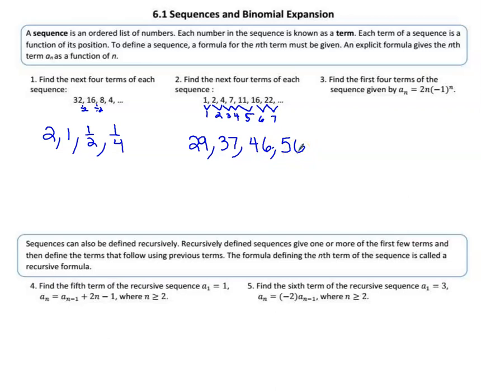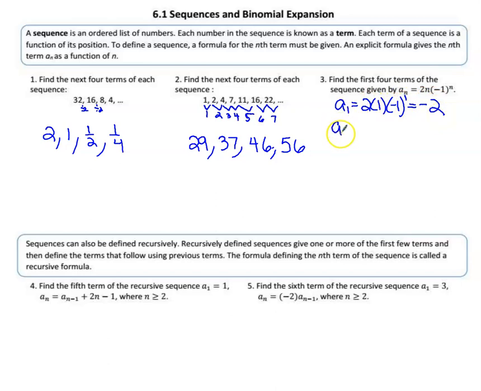And now we have it in a formula version. So find the first 4 terms. Well, the first term, so a sub 1, where n represents the term in the sequence, would be 2 times 1 times negative 1 to the first power. Negative 1 to the first power is negative 1, times 2 is negative 2.